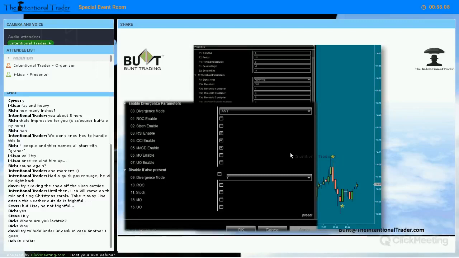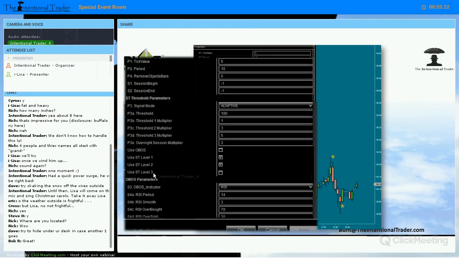We can also say if any of these are enabled, print a signal unless some of these are enabled. Okay? We can also do that with the speed tick. We can say which threshold. We have different threshold levels of the speed tick, whether we want to use overbought or oversold to generate a signal.